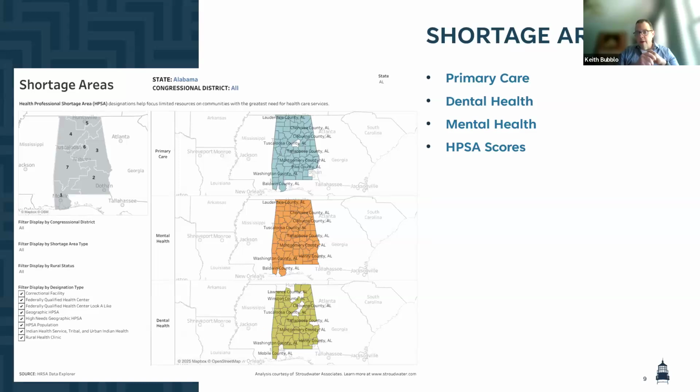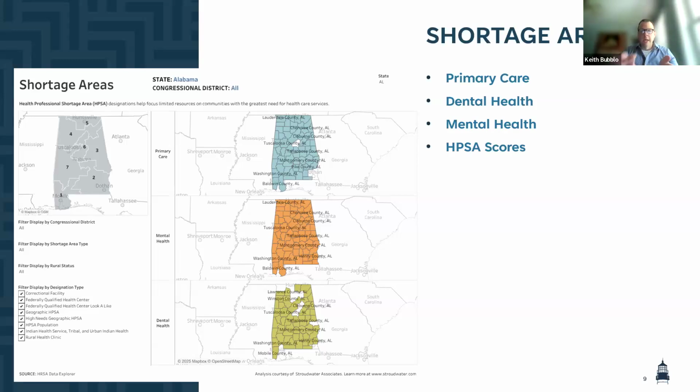Our next tab is the shortage areas. As I said, this was a specific request from NOSOR, from the leadership of NOSOR. This is available through HRSA. They have a website. It's got a lot more detail in it, but what we wanted to do is just give a quick overview of what those shortage areas are by state, and then have them be filterable by your congressional district.